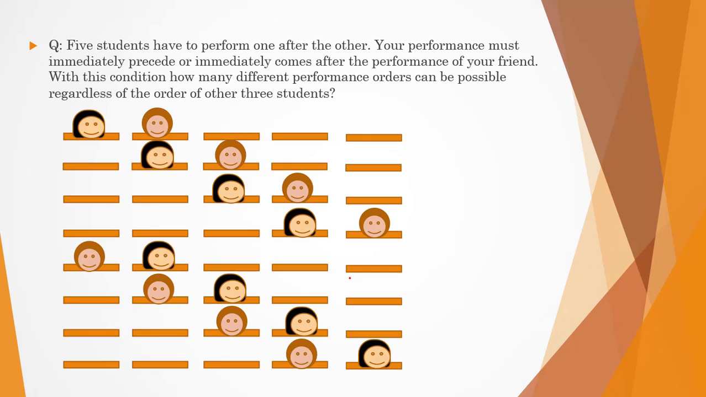5 students have to perform one after the other. Your performance must precede or come after the performance of your friend. With this condition, how many different performance orders are possible, regardless of the orders of the other 3 students? When you are performing before your friend, you can occupy the first, second, third or fourth seat. In this way, 4 possibilities are there. And when you are performing after your friend, again we have 4 possibilities. In this way, we have a total of 8 possibilities.